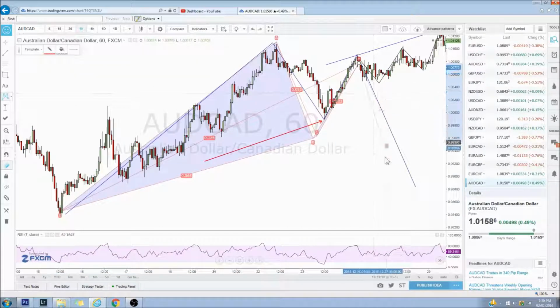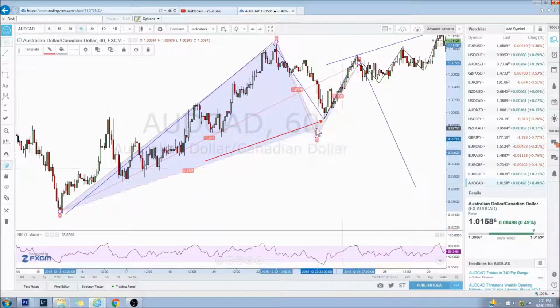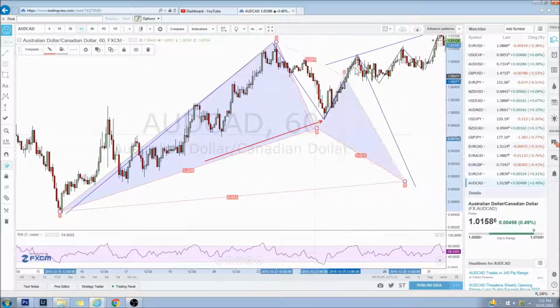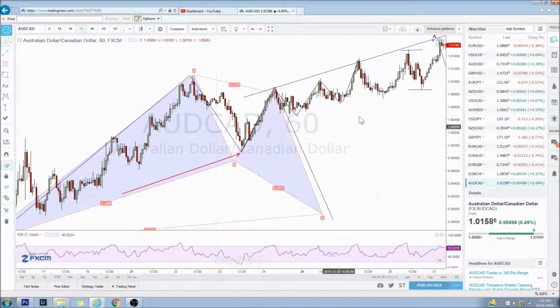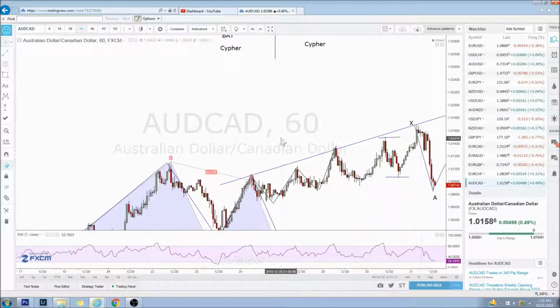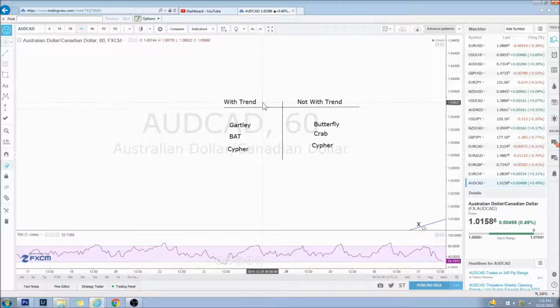And there we go. And we had the ratios here for a Gartley. It's still in trend. I'm still looking to buy. So if the trend is up, then we're looking only to buy the Gartley, buy the bat.